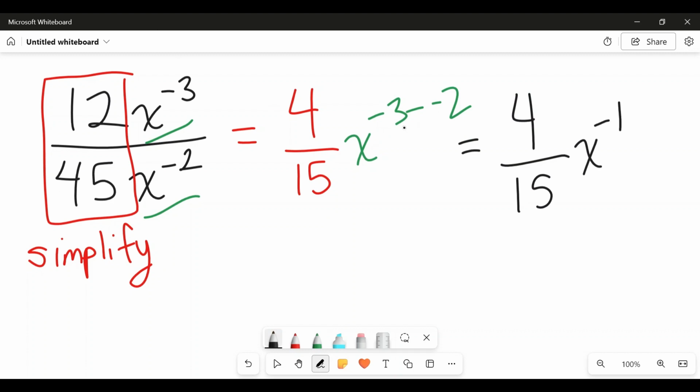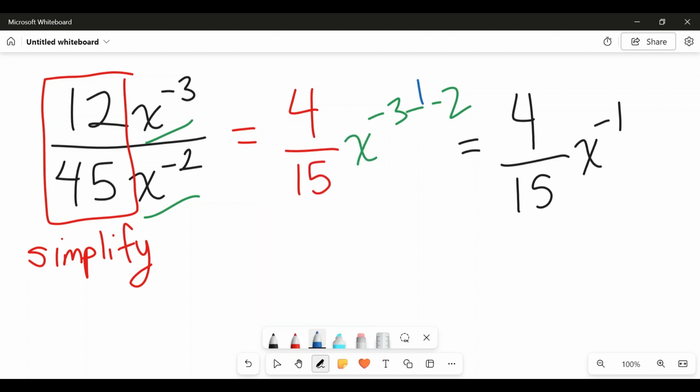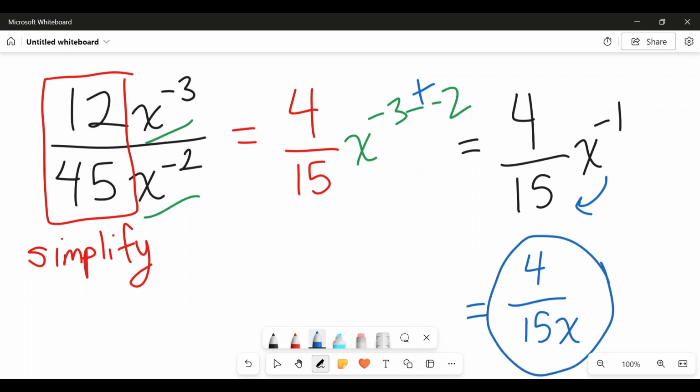Negative 3 minus negative 2 is the same thing as 3 plus 2, right? Negative 3 plus 2 is negative 1. Now, this is a negative exponent, so it would then go to the bottom of my fraction, and you have 4 over 15 to the x power. And that's it. Now, again, if this was positive, you would just leave it where it is, or bring it to the top, okay? But since it's a negative, you got to bring it to the bottom.